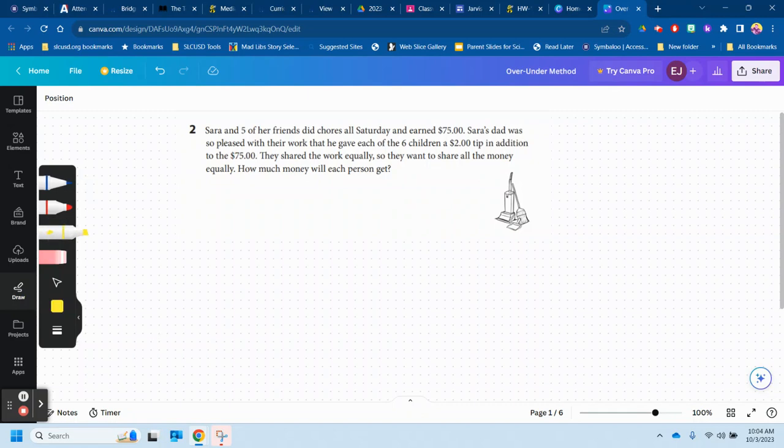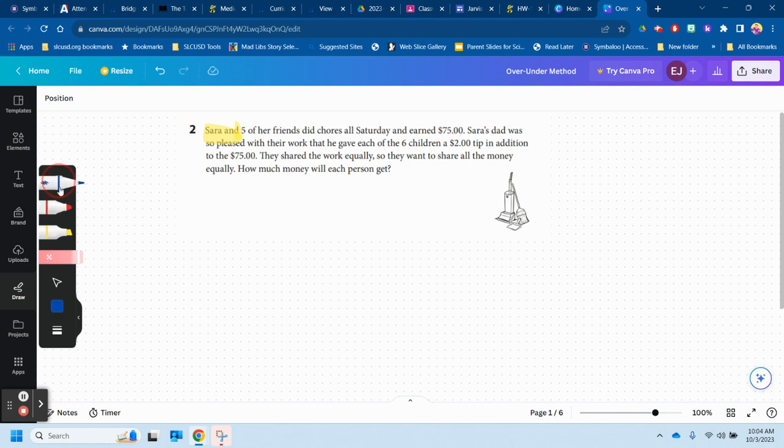So we have number 2 in our homework, Sarah and her 5 friends. So how many people does that make? Sarah and 5, that makes 6 people. That's important. Did chores all Saturday, earned $75. Okay, they earned $75 altogether.